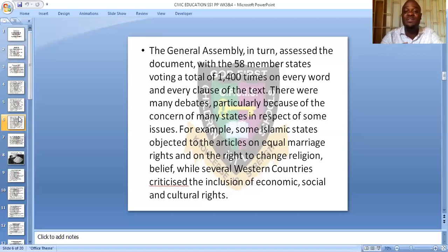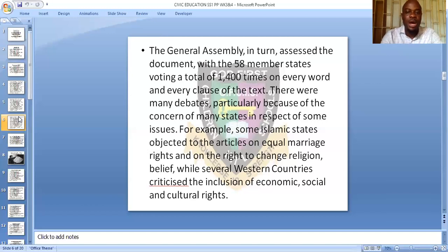In fact, it was even voted upon on each word or each clause of the declaration that had been drafted by the committee. As a result of that, there were a lot of debates, particularly because of the concern of many states in respect to some issues. Surely, it is normal that every member state will make their own contributions, either to remove those that don't go with their own culture or something like that. So this actually happened here also.